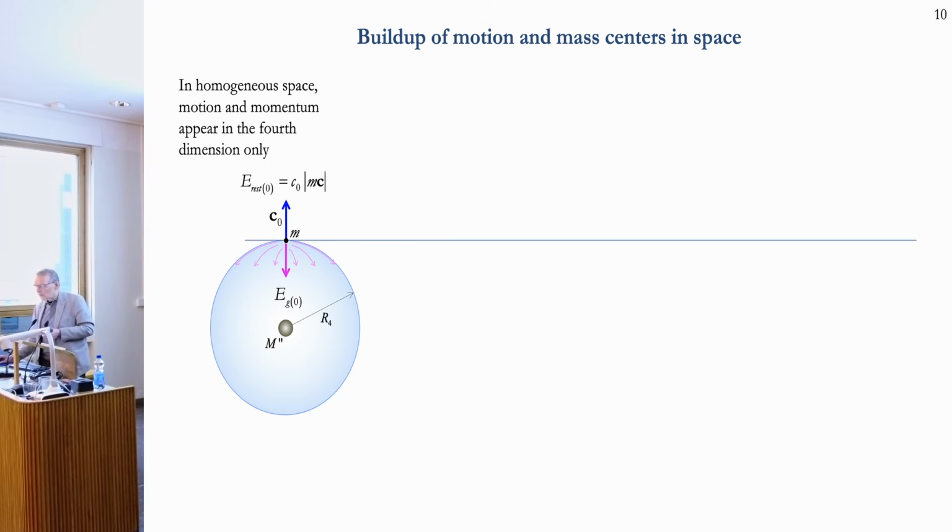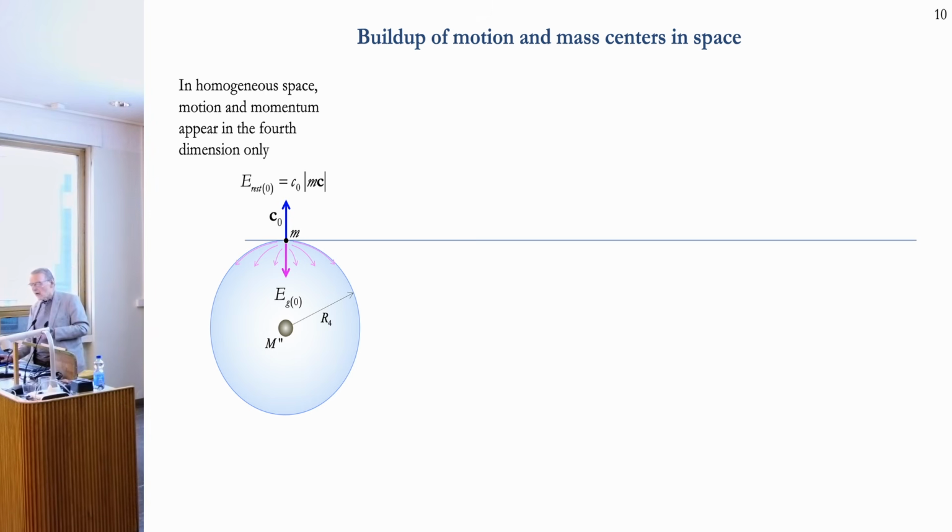So let's see what's the role of gravitation then on the force and the energy. So this is a kind of starting situation. If all mass is at rest in space, the only momentum mass has is the momentum in the fourth dimension, related to the expansion of the sphere.